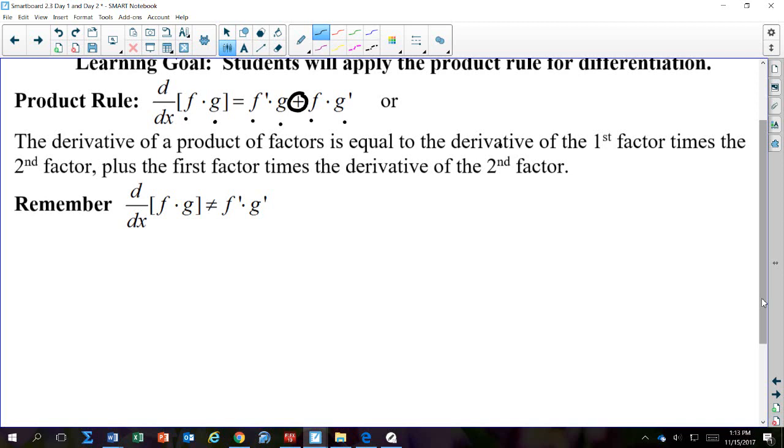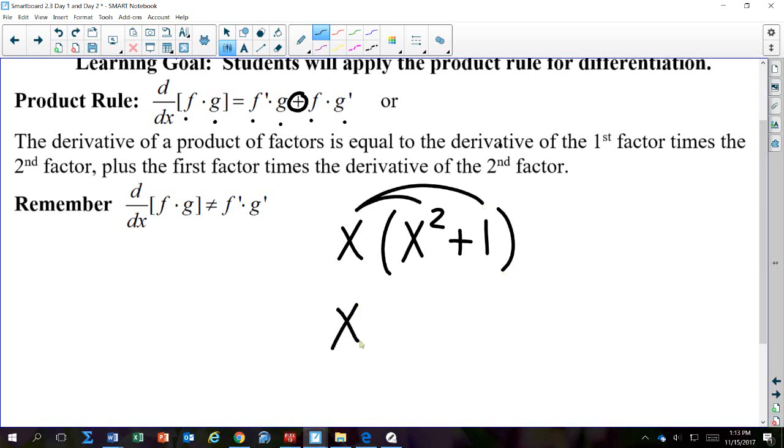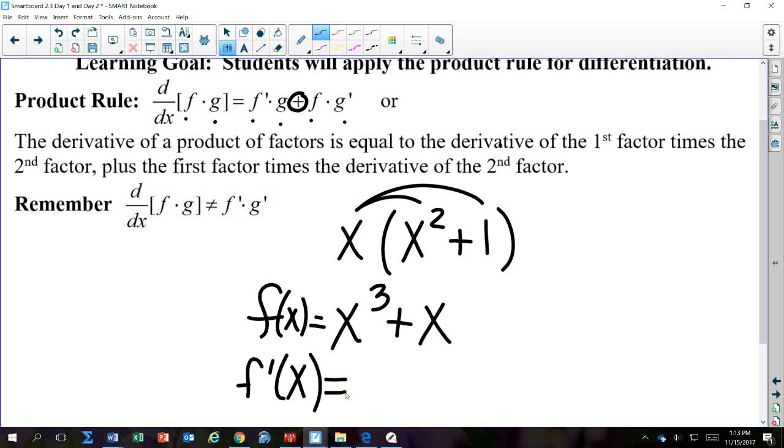So let's just take an example here. Let's do x times x squared plus 1. Currently, if I wanted to take the derivative of it without the product rule, I'd have to distribute this through, and we would get x cubed plus x. This is my original function f. So what would be f prime? That would be 3x squared plus 1. That's what the derivative is.